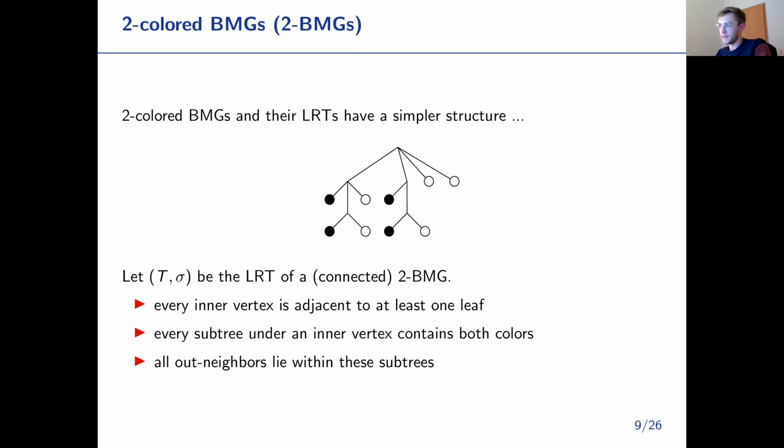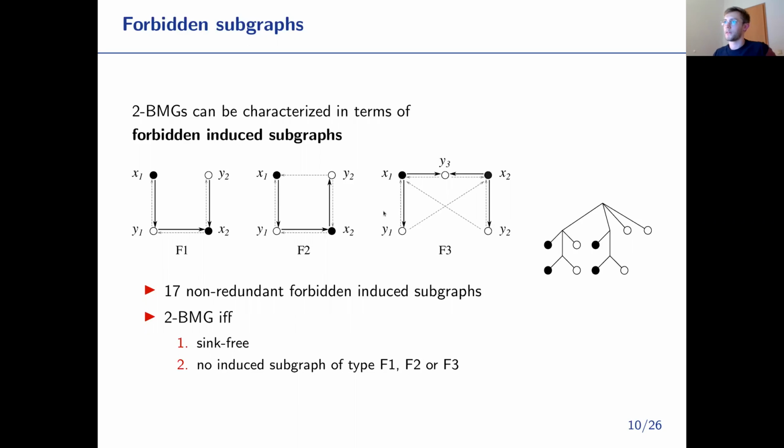Yeah, and the second nice thing about 2BMGs is that they can be characterized in terms of forbidden subgraphs. And it turns out that there are 17 non-redundant forbidden induced subgraphs for 2BMGs, which fall into three classes. And here, the dashed arcs again mean that those arcs may or may not exist. But whenever I haven't drawn any of the arcs, then those arcs must not exist.